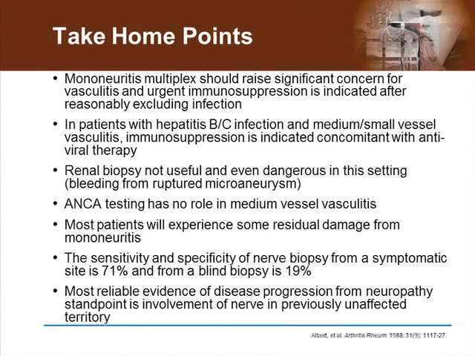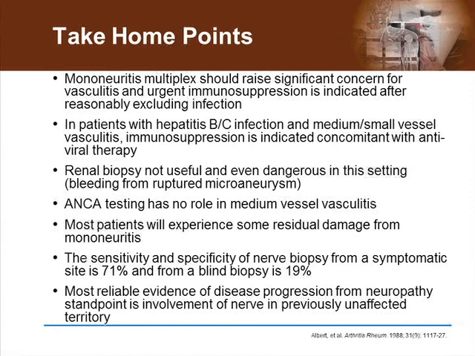It's important to have a discussion with patients up front that most patients will experience some residual damage from the mononeuritis. The sensitivity of a nerve biopsy from a symptomatic site for the diagnosis of mononeuritis is 71%, and from a blind site is 19%. So it's not recommended to do biopsies on tissues that are not clinically involved. And in fact, remember that a nerve biopsy can be associated with significant morbidity because the patient can have persistent numbness or paresthesias in the area of the biopsy, affecting quality of life.